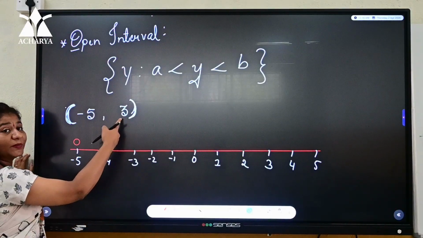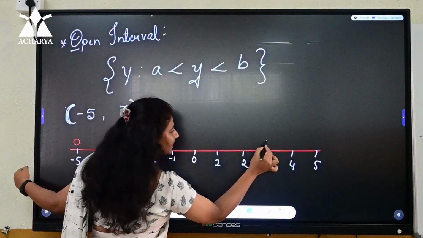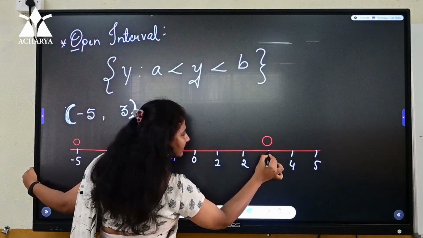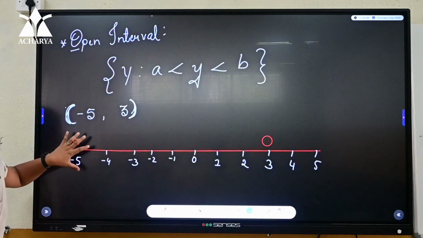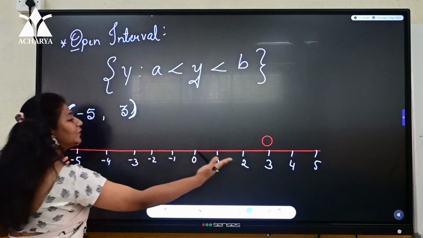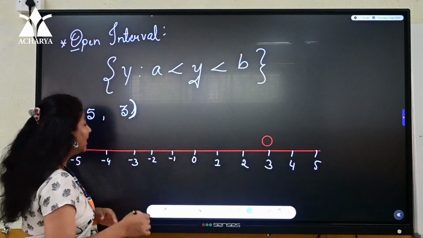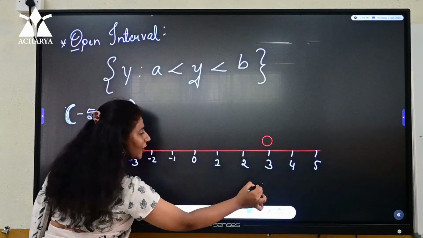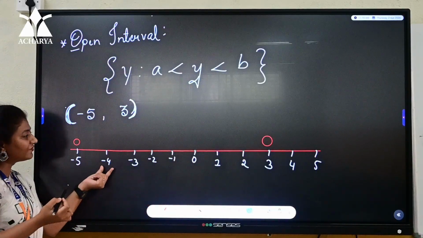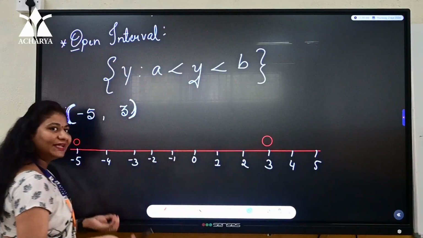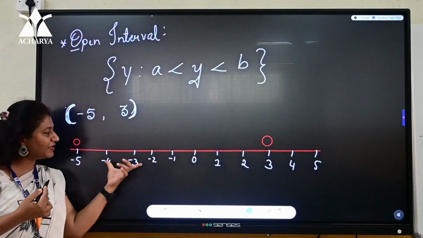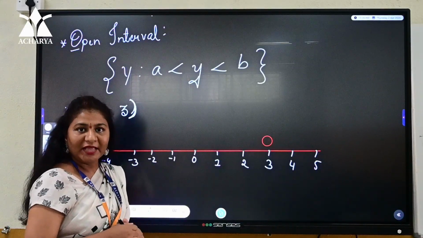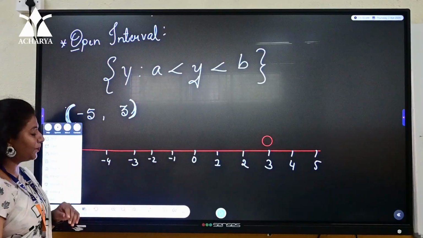Till where is it open? Till 3, that is positive 3. It is open. What does it mean? For any kind of function you are defining, these 2 points are not included. Between these 2 points, that is -4 to +2, it is included. For each and every function you are putting the elements from -4 to +2. Then it is called an open function.